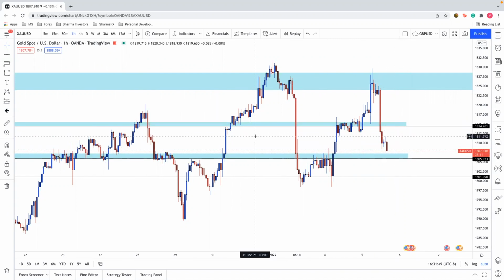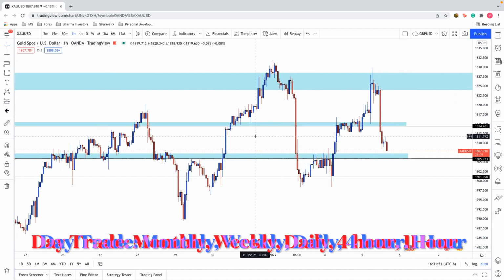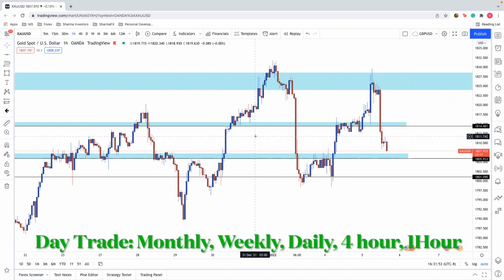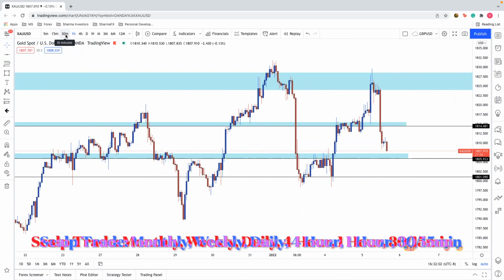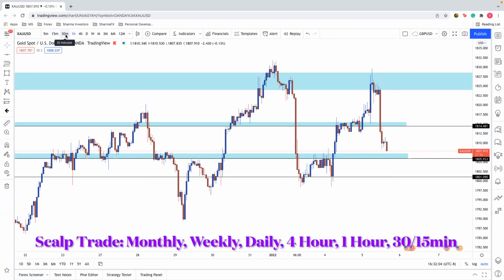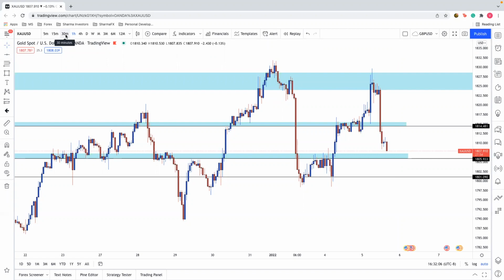Now, if you're looking for, let's say, a day trade opportunity, you're going to do the same exact thing: monthly, weekly, daily, 4 hour, and 1 hour, and you can drop down to the 30 minutes if you would like. If you're a scalper, you should definitely be using higher time frames and coming all the way down to usually 30 minutes or even the 15 minutes. There are some people who like to use lower time frames, like the 1 minute time frame, but I personally don't do that, so I'm not going to cover that in this video, but you can do the same exact thing that we're doing here.